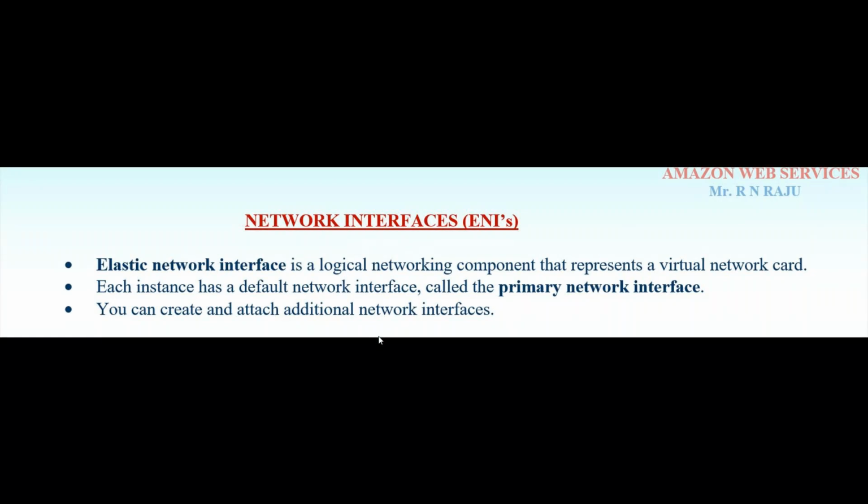Elastic network interface is a logical networking component that represents a virtual network card. Each instance has a default network interface called the primary network interface. So you can create and attach additional network interfaces. So where are the interfaces? Actually, what is the interface?